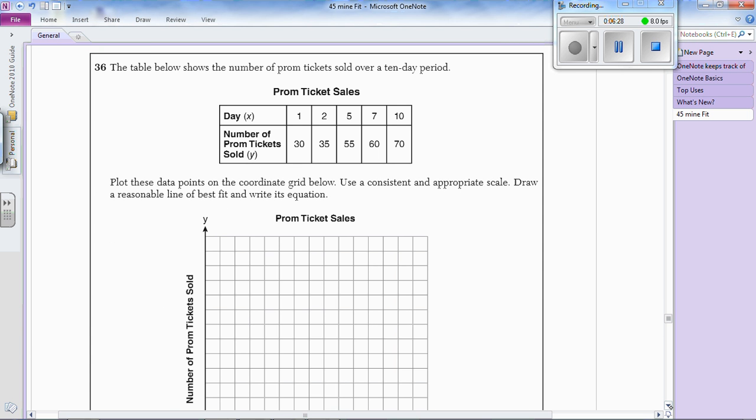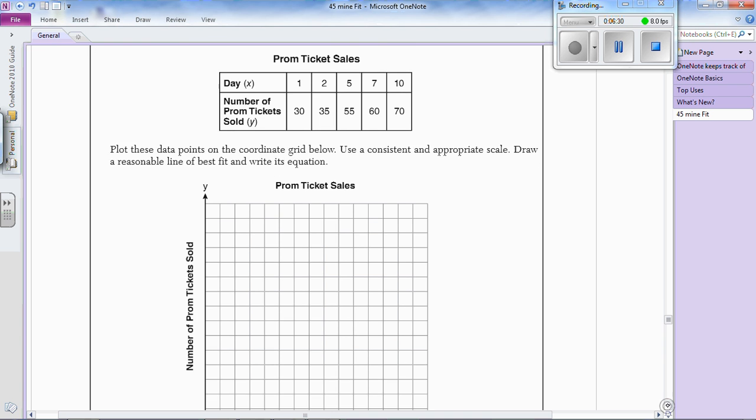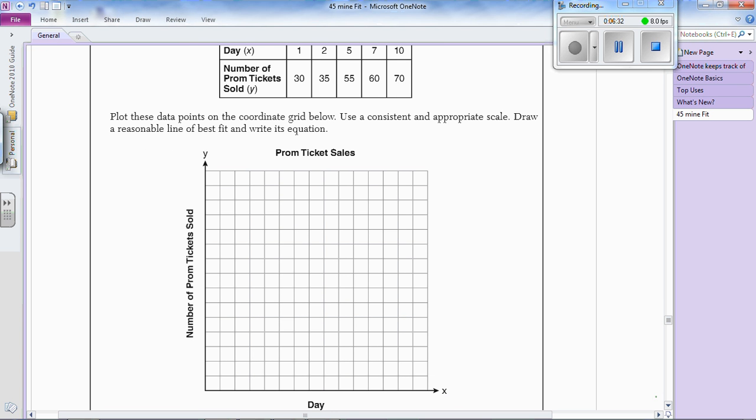$10-day period. Okay. So this is 0, and this is 0. I gotta get up to 10. 1, 2, 3, 4, 5, 6, 7, 8, 9, 10, 11, 12, 13, 14, 15. So I have to make every box 1.